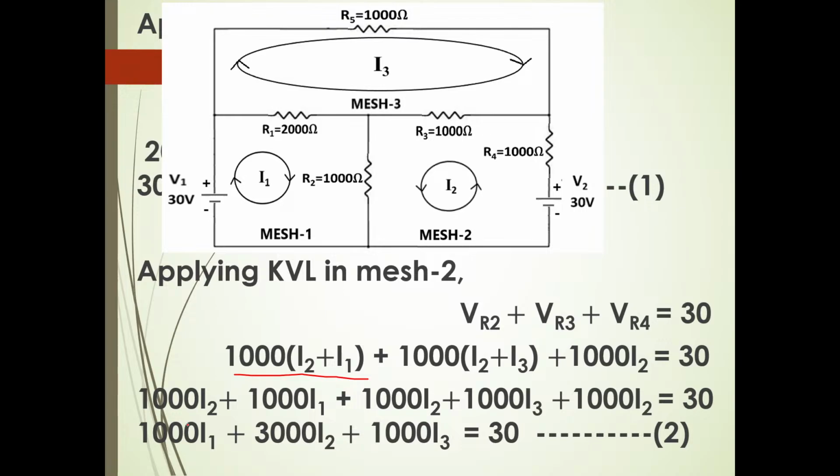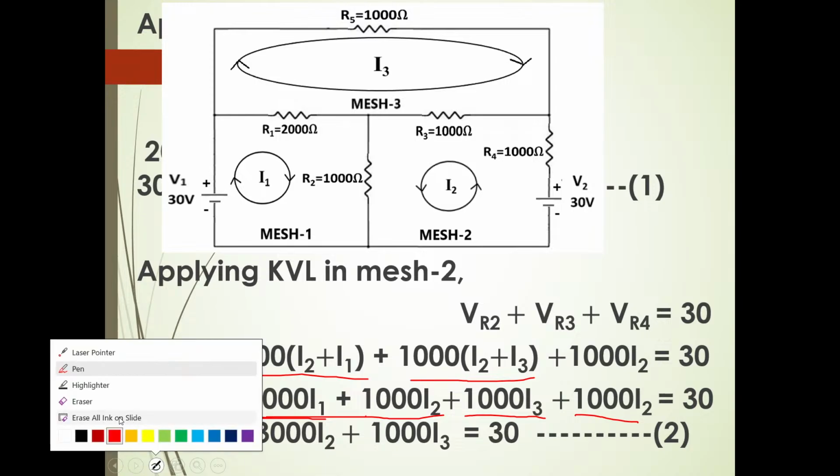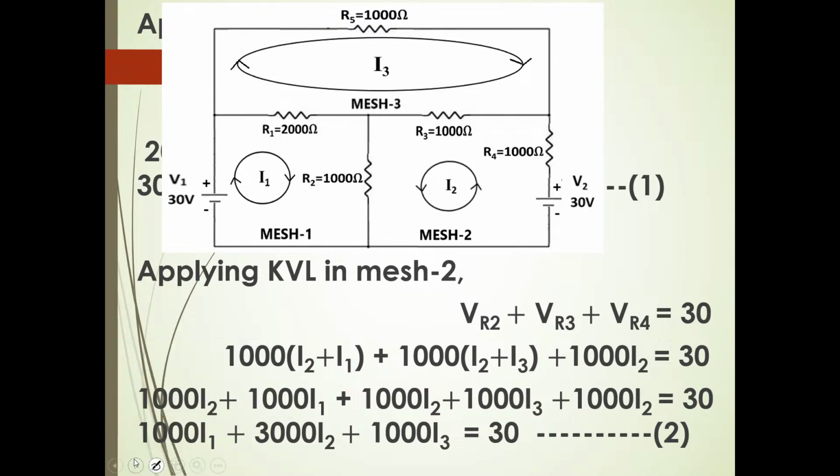1000 into I2 plus I1, how much is it? 1000 into I2, just expand it, plus 1000 into I1. That's it. Next, plus 1000 into I2 plus I3. If you just expand it, what do you get? 1000 I2 plus 1000 I3, plus you can't expand this, you have to write it as it is, plus 1000 into I2, is equal to 30.